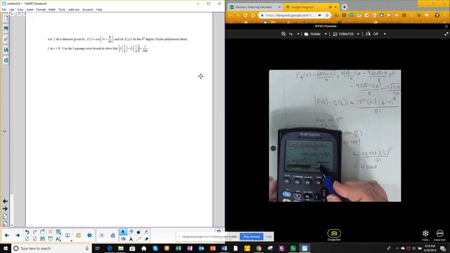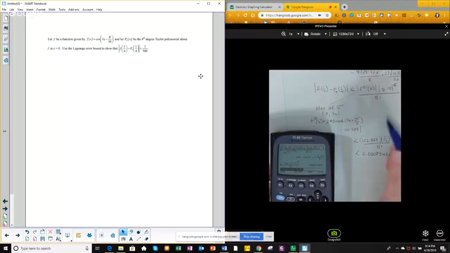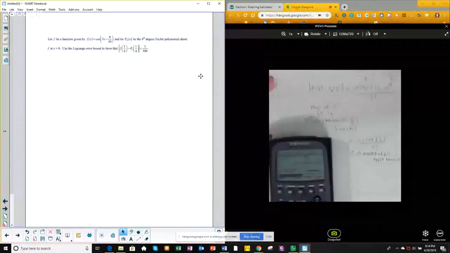Let's see, 1, 2, 3. Yes, I got them all. 3, 4, 8, 6, 3. So that's using the fifth derivative to calculate what the Lagrange error bound would be. This is going to be the upper bound on any possible error over the interval from 0 to 1/4.